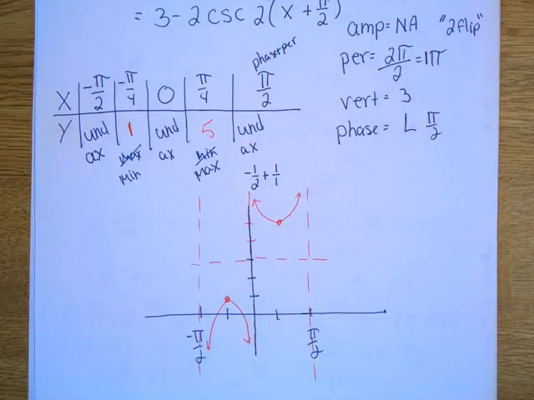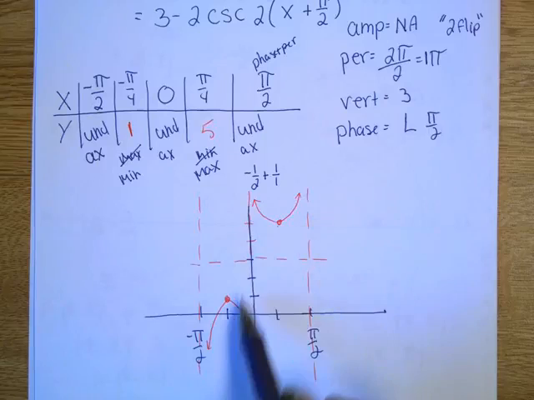How come on that one, you're good? Right. Yep, the cosecant will always have the two full U's and the other one has the two halves and a full.